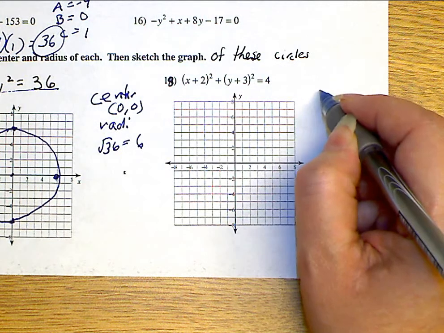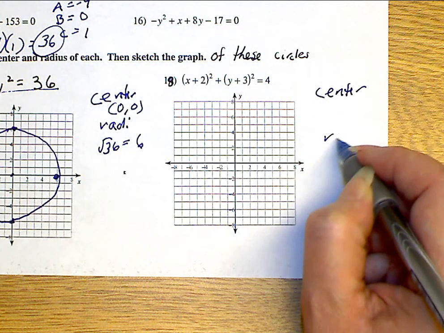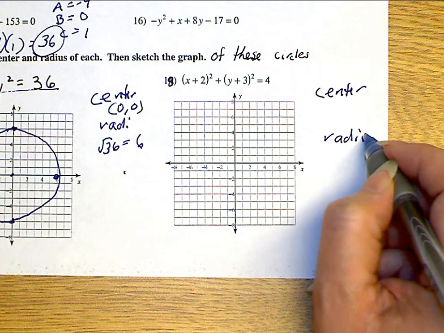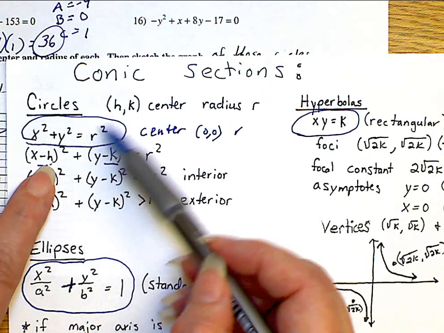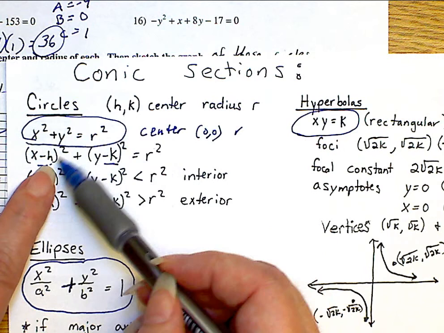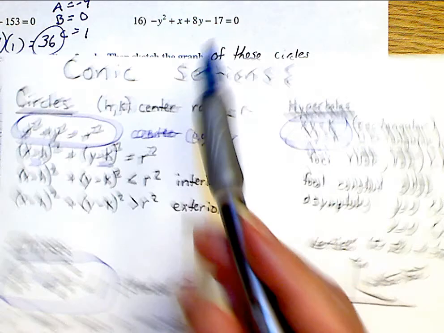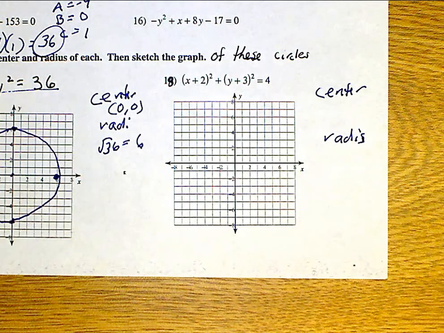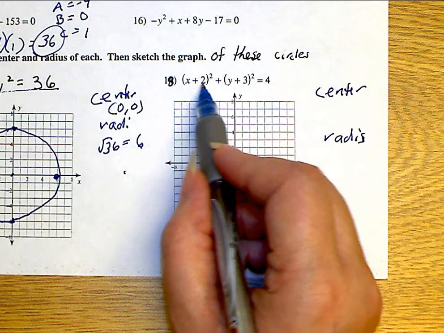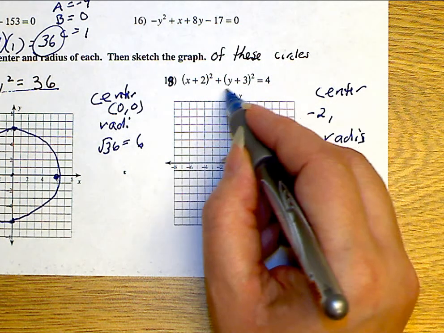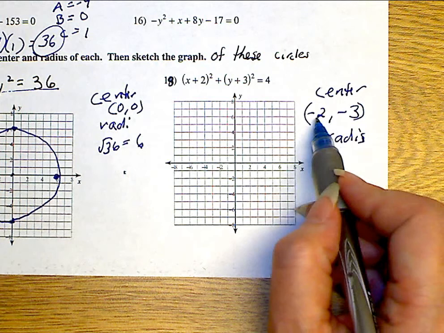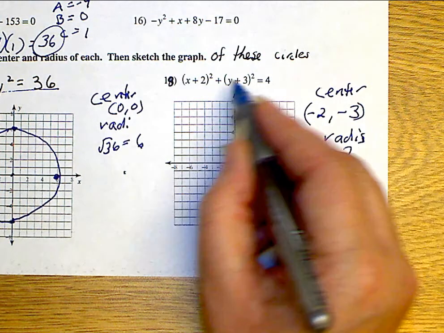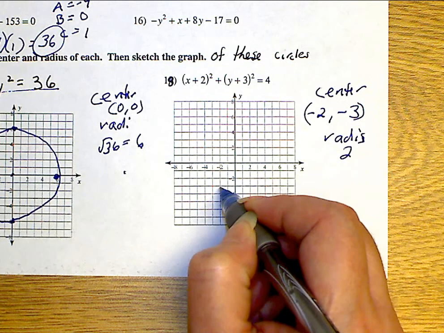For 18, I want you to tell me the center and the radius. Remember, if you look at the formula of your circles, what happens to the signs from your formula to your center? They switch, right? It's just like your zeros. So when you're looking at your center, think about how you found your zeros. So what would be your x value? -2. What's your y value? -3. Your center is just like your zeros. And what's my radius? 2. So I'm going to go -2, -3, and I'm going to go 2 in every direction.